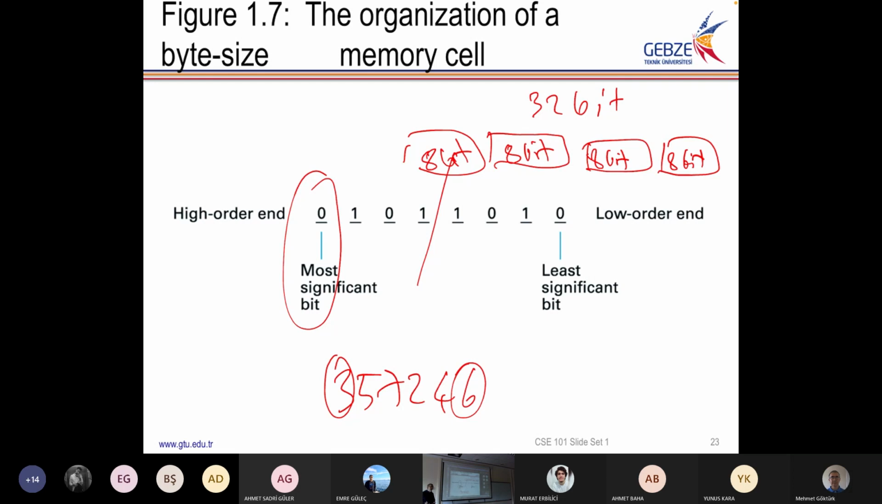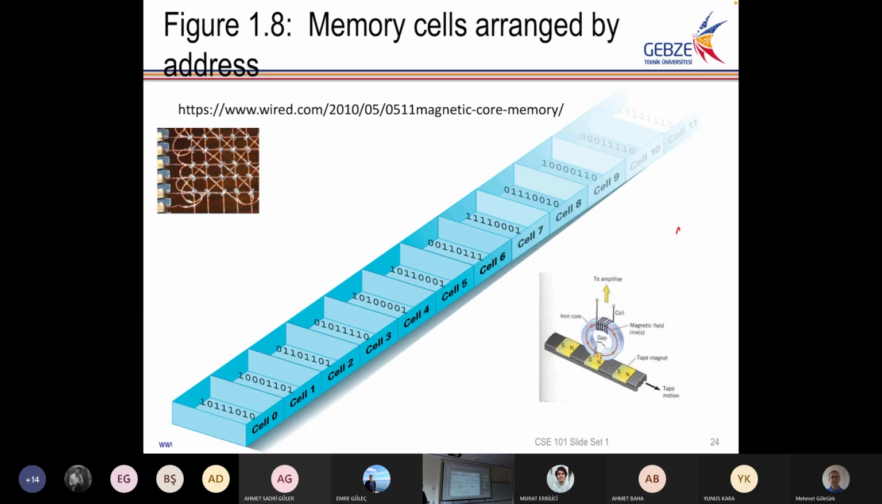Any questions? So in the computer memory, there is a ladder. Let's wait for the teams. And if you have questions, this.